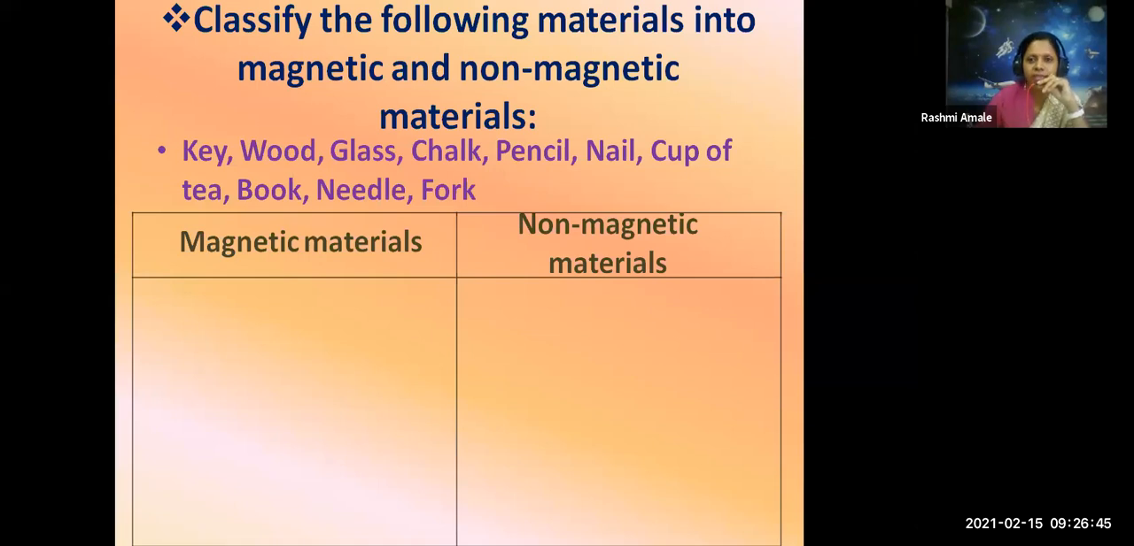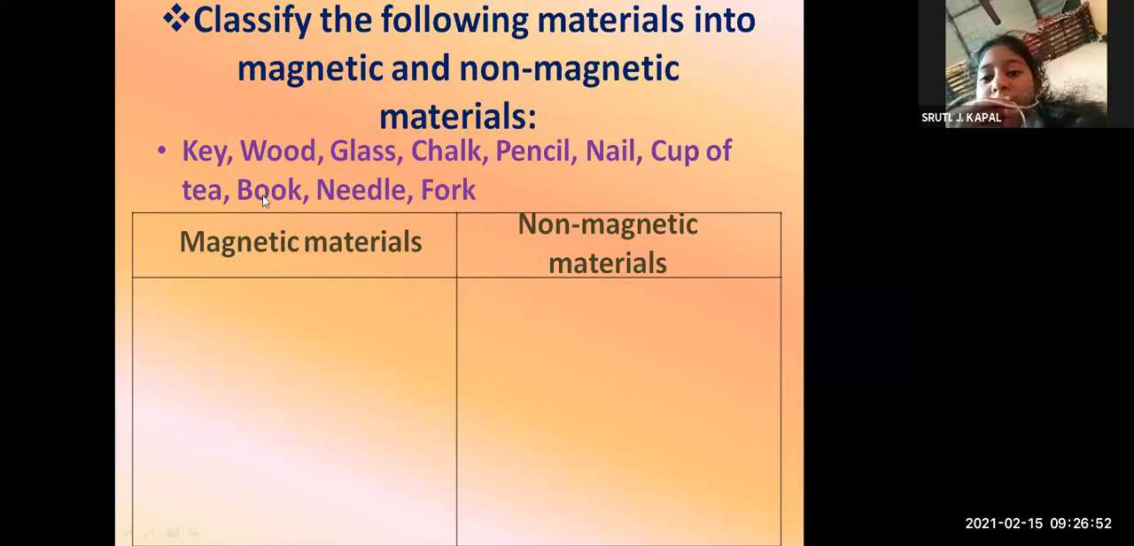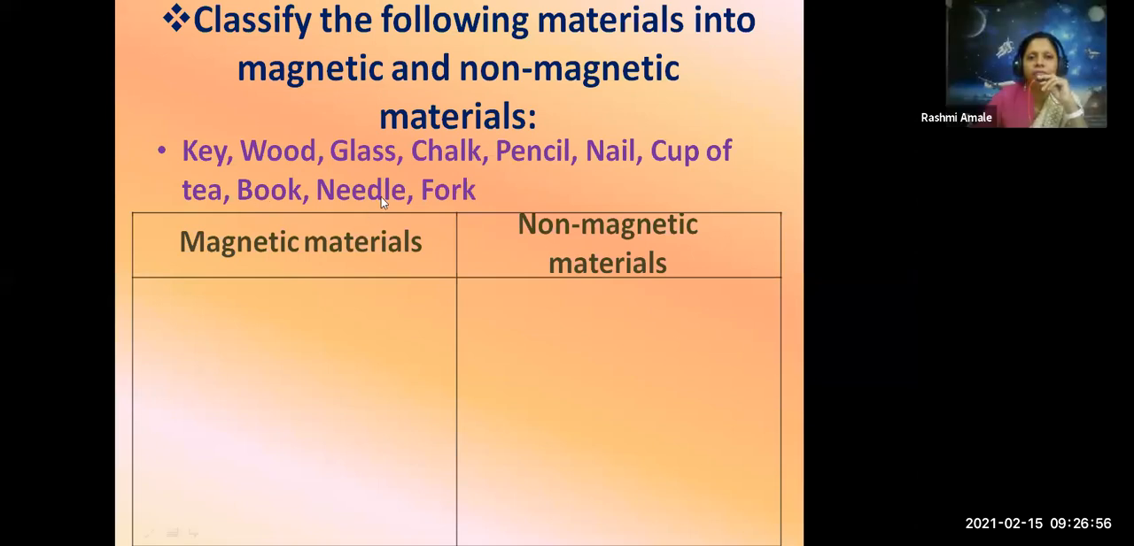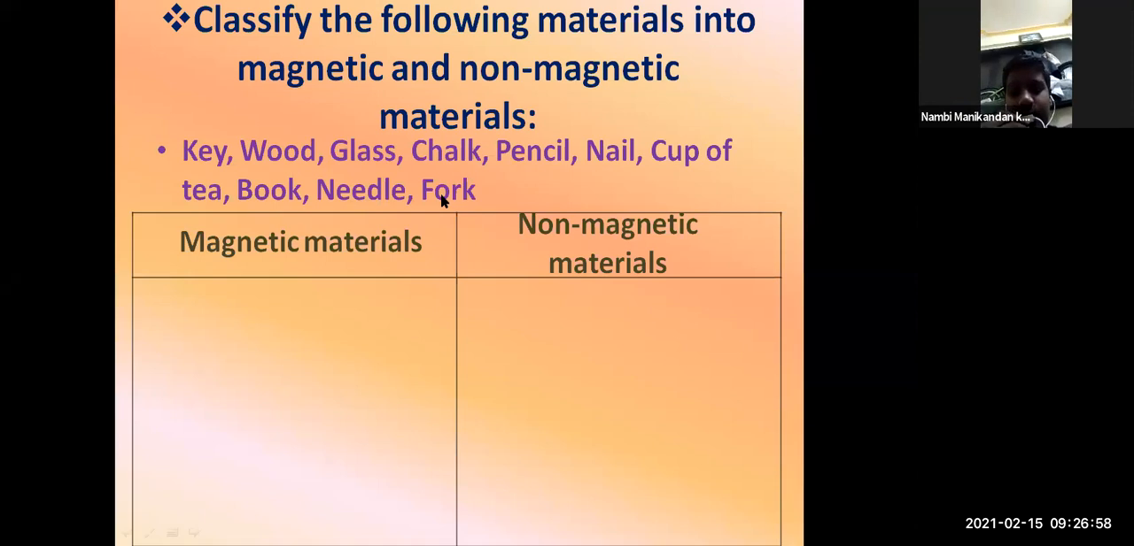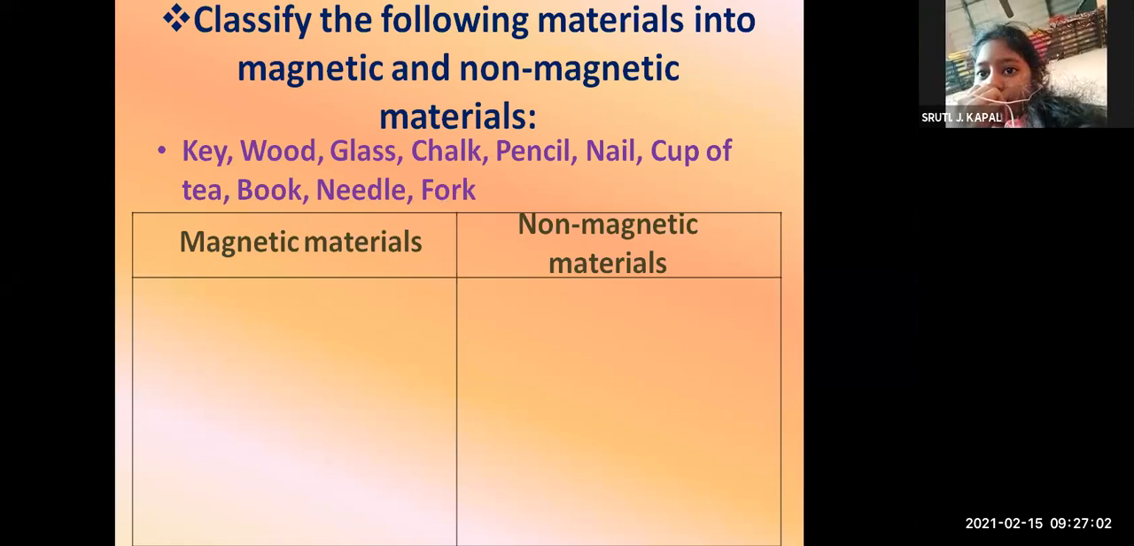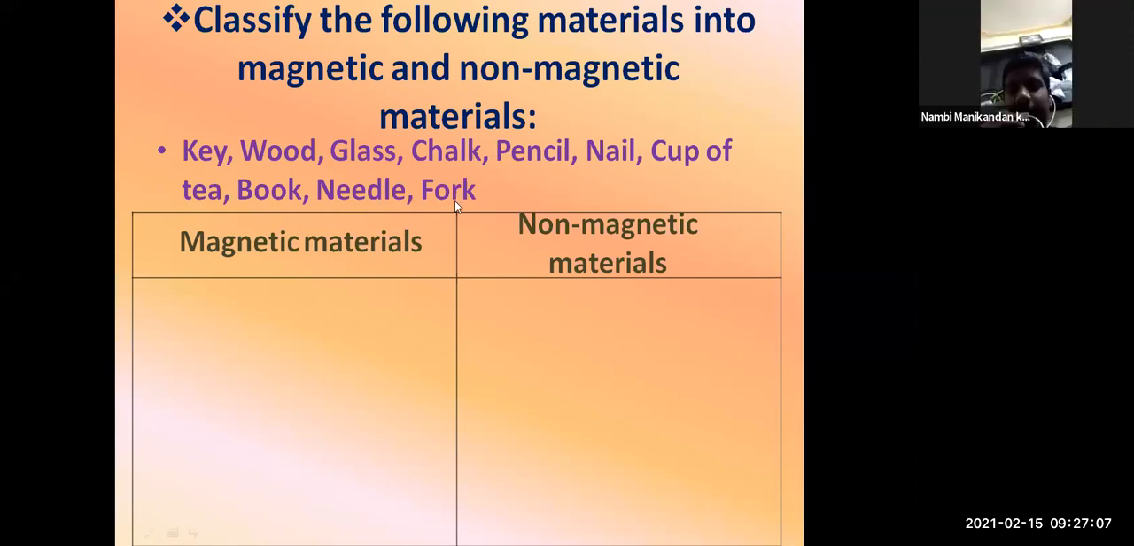Magnetic. Cup of tea? Non-magnetic. Book? Non-magnetic. Very good. Needle? Magnetic. Fork? Non-magnetic. Fork? Magnetic. Yes, it is magnetic.